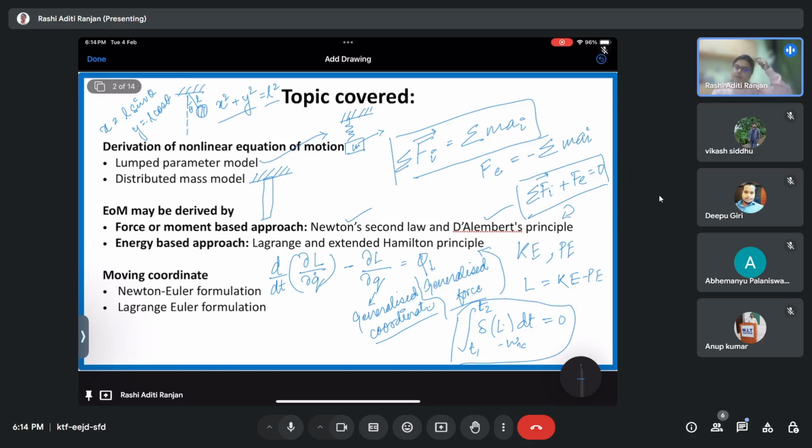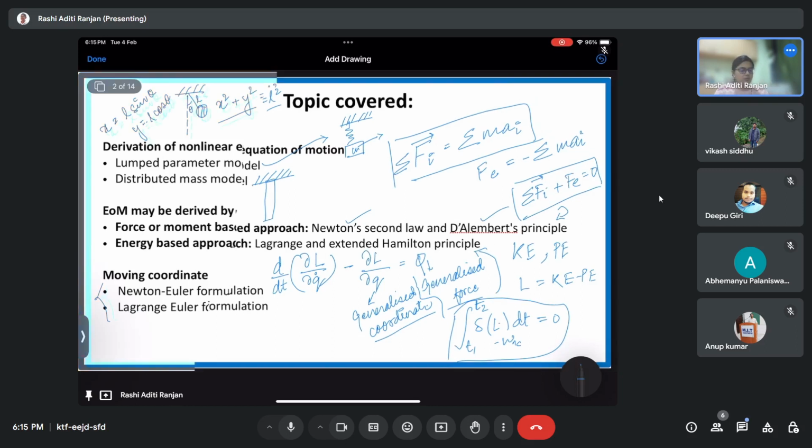Now, these methods are actually based on the approach that my coordinate is fixed. If my coordinate is moving, then I can further use the Newton-Euler formulation and the Lagrange-Euler formulation for obtaining the equation of motion. Okay, I hope this is clear. Anyways, this has been discussed in a very elaborative way in the week 2 lectures. Okay, so I'll be going to the question now.